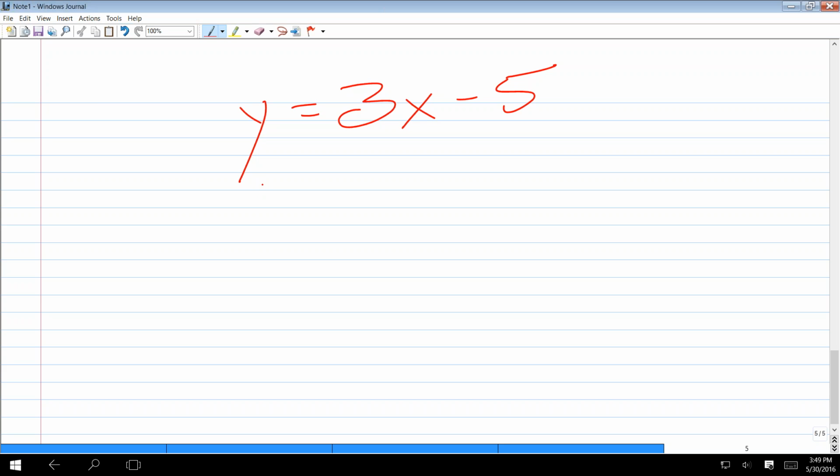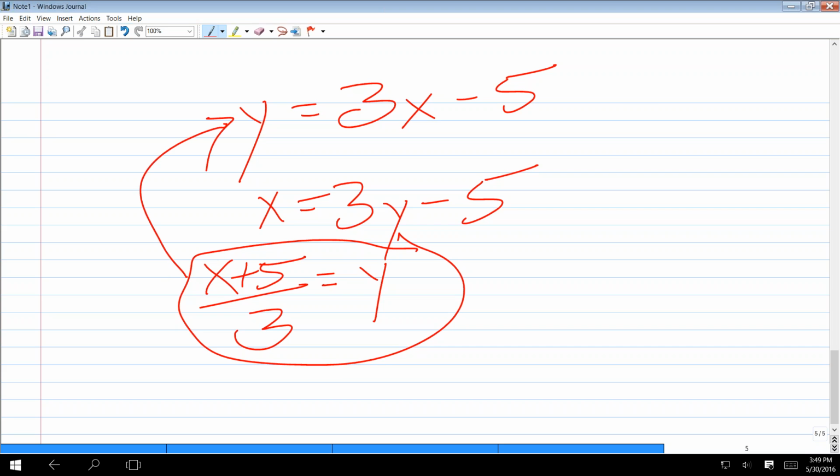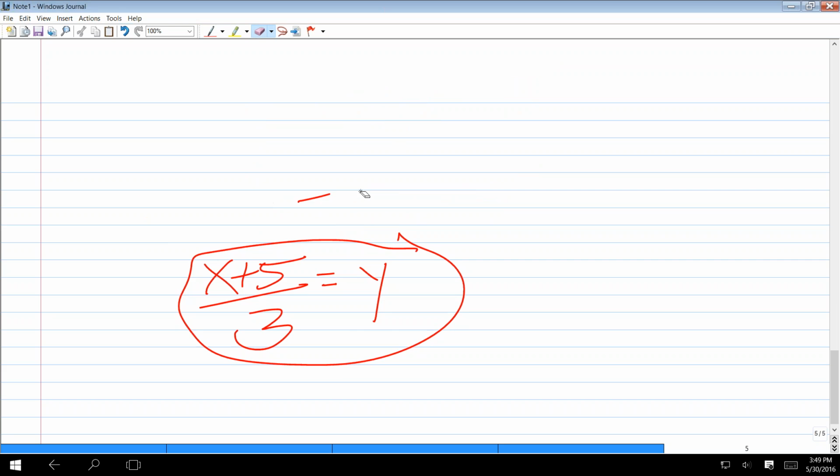Tell me what steps to write. No, switch the variables. That's the first step. X equals 3y minus 5. Now solve for y. That's the second step. Add the 5, divide by 3. That is the inverse of that. Okay. So finding inverses is relatively easy until you have a little more difficult one.